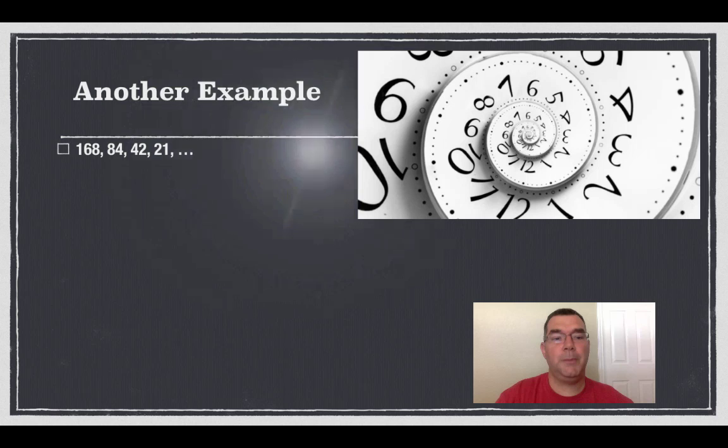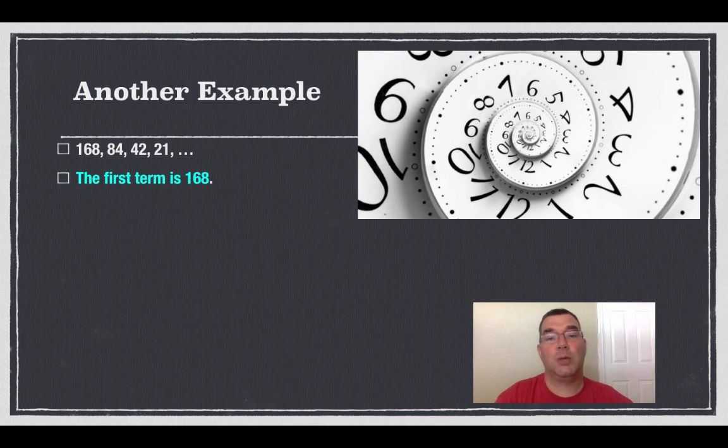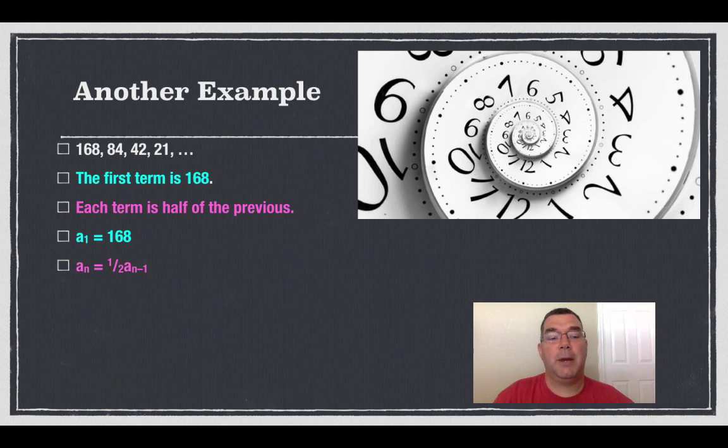Here's another example. 168, 84, 42, 21. Well, the first term is 168. That's easy to figure out. But how do I get from 168 to 84? How do I get from 84 to 42? How do I get from 42 to 21? Well, I can't add the same thing over and over again or subtract. But what I can do is take half of each term to get to the next one. So I'm multiplying by a half or dividing by 2. So a1 is 168 and an is half of an minus 1. Each term is half of the term that came before it.